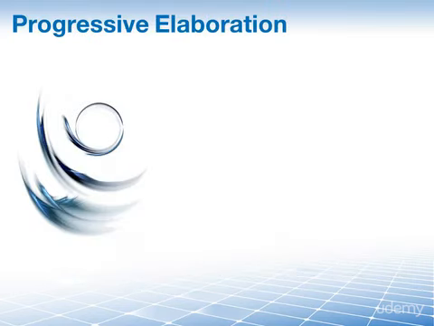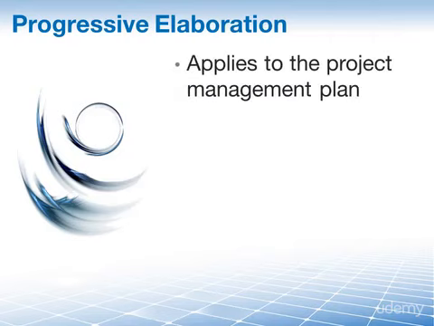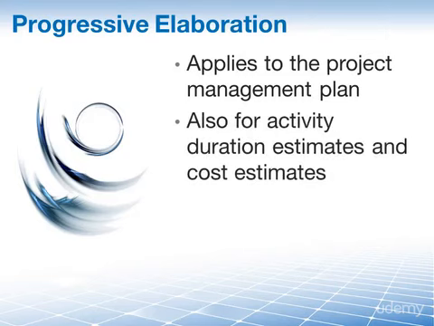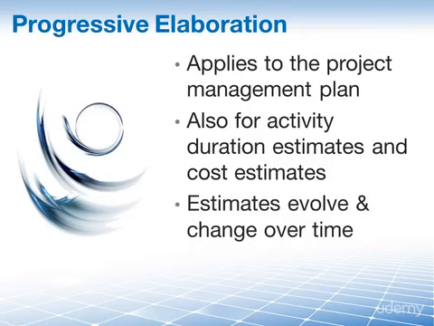We first described the concept of progressive elaboration in the lesson on developing the project management plan. It basically means that you begin at a high level and you learn more about the project as it goes on, and you add more and more detail. Progressive elaboration does not only apply to the project management plan, but also to activity estimates as well, and later on you will see in future lessons on estimating cost, the same applies for cost estimates. Estimates evolve and change over time.